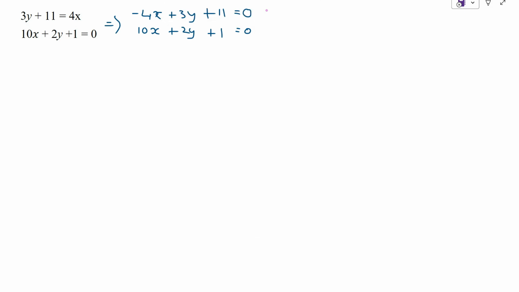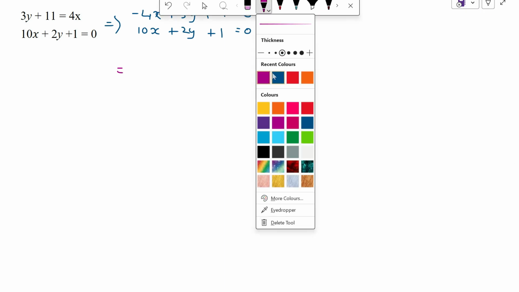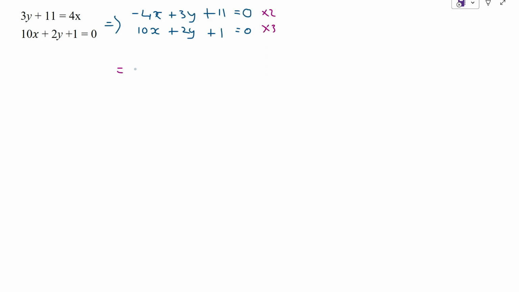So let's multiply this by 2, this by 3. Now that gives us minus 8x plus 6y plus 22 equals 0. For the bottom one, 30x plus 6y plus 3 equals 0.